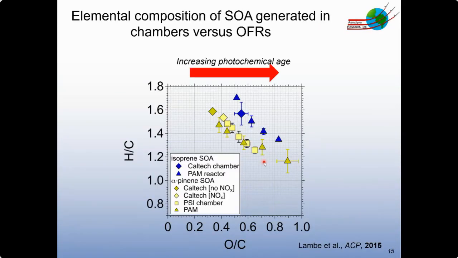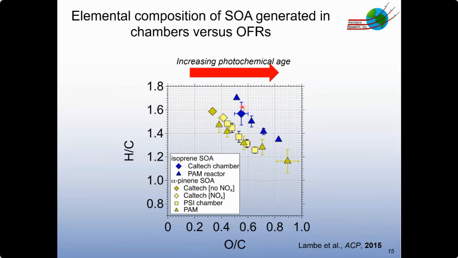And so to illustrate that, this slide shows the elemental composition of two types of biogenic SOA that are generated in one of the state-of-the-art smog chambers, the Caltech chamber, and the Paul Scherrer Institute chamber, these squares here. This graph shows the hydrogen to carbon ratio and the oxygen to carbon ratio of the SOAs as measured by our AMS.